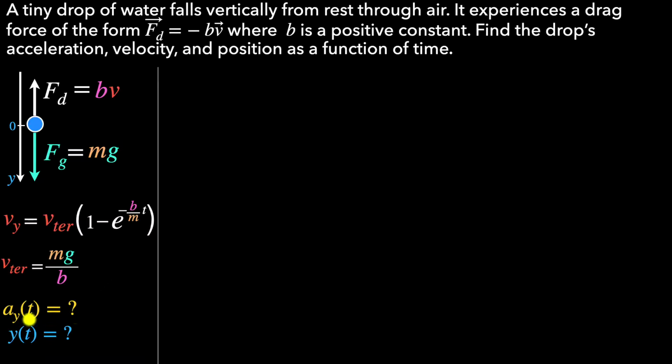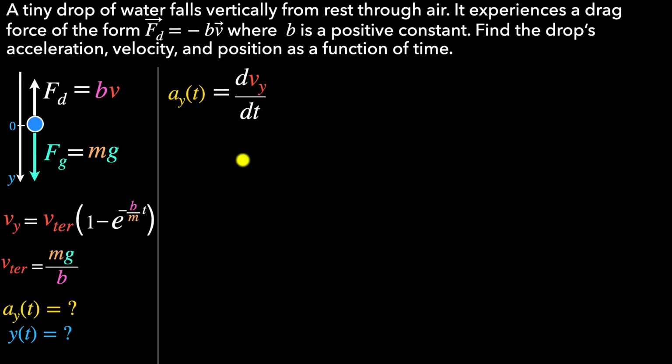So how do we figure out the acceleration function? Well, we know acceleration is the rate of change of velocity. So acceleration is just dv over dt, which means if I can differentiate this function, I'll get the acceleration function. So it'll be a great idea to pause the video and see if you can try and differentiate this function yourself and see what the acceleration function looks like.